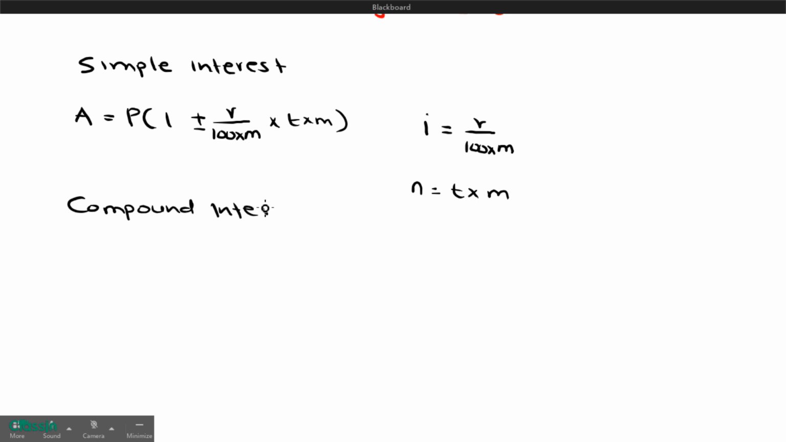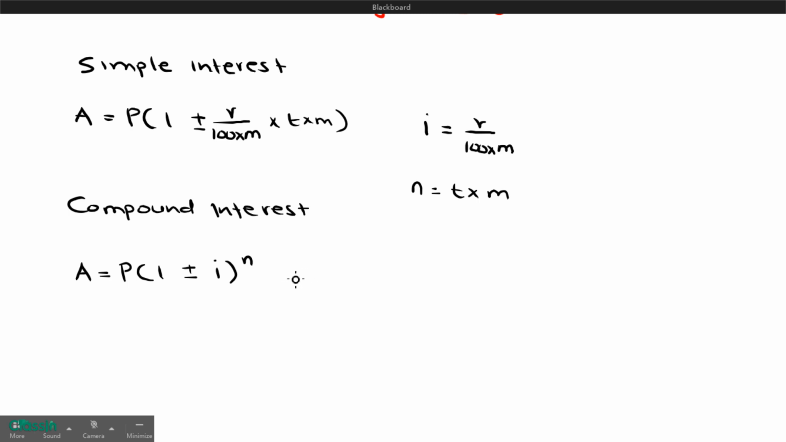Leonardo expander. But remember, this is just a guideline. We are not saying you are subjected to use this formula. You use the formula that you understand. Therefore, A is equal to P into 1 plus or minus i to the power of n. Okay? This is our formula.